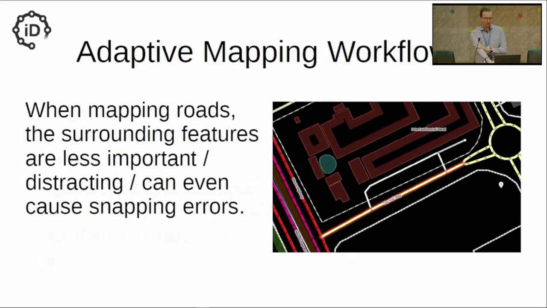So here's an example. Let's say you're interested in mapping a road. All the surrounding areas, surrounding features, maybe not important, can even be distracting, or in the worst case, can cause errors when you accidentally snap, let's say, a road to a boundary line, which you would actually want to avoid. So the solution could be, if you have a road selected, to just gray out the surroundings that are unrelated to this particular type of feature that you have selected. And for that short time, not allow any interactions with these other features.